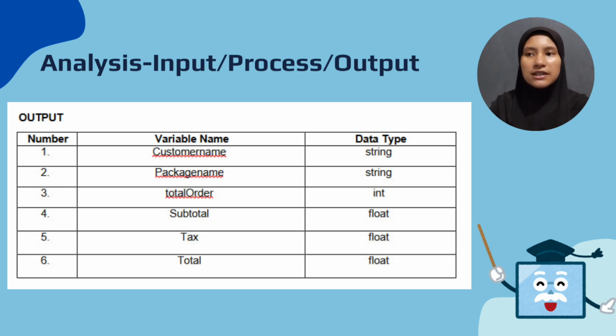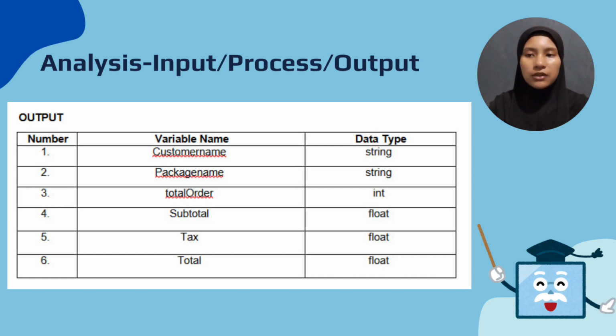The first one is customer name. The data type is string. The next one is package name. The data type is also string. And the third one is total order, which the data type is integer.